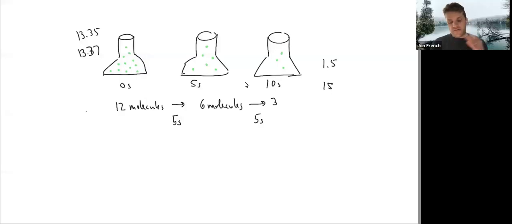Right, so for question 35, to find the half-life, we could count and just see there's 12 molecules to 6 to 3. So there's a clear half-life: every 5 seconds we cut that concentration in half.